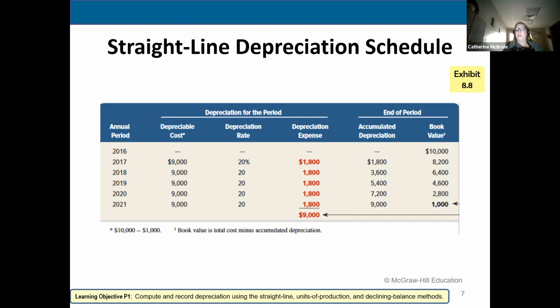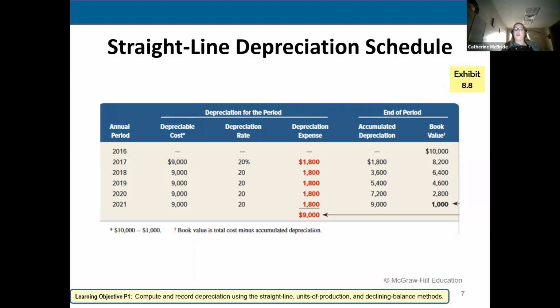So we keep going. The book value does the opposite because book value is our cost minus accumulated depreciation. It's very important that you don't confuse cost with depreciable cost because when you calculate book value, the idea is what is the value on our books, and we're taking cost minus accumulated depreciation.